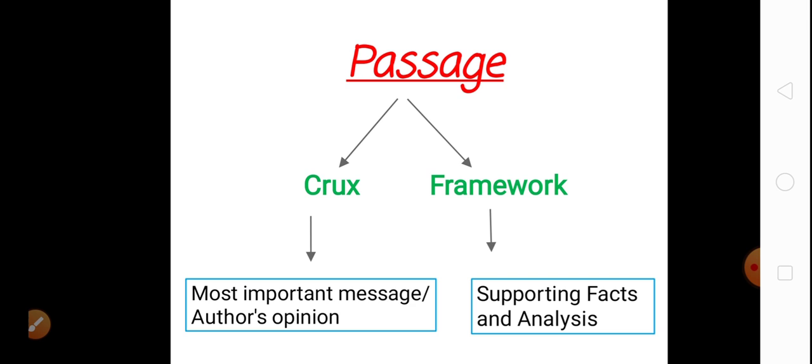And the second part is framework. Framework is nothing but supporting facts and analysis to the crux of the passage. So, whenever reading the passage, give more focus on the central idea of the passage.